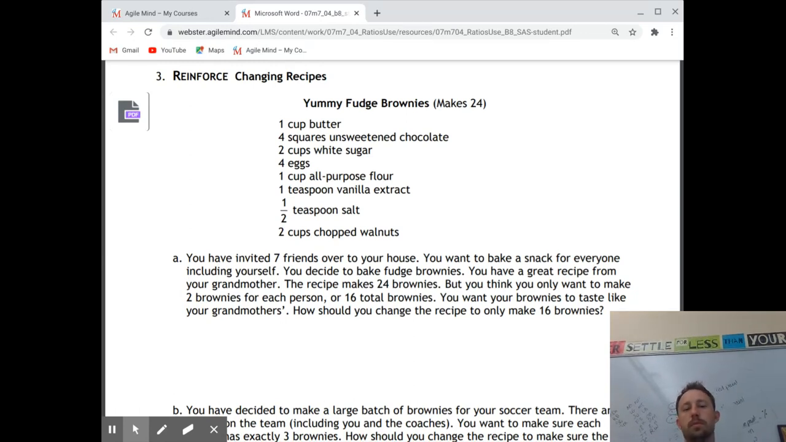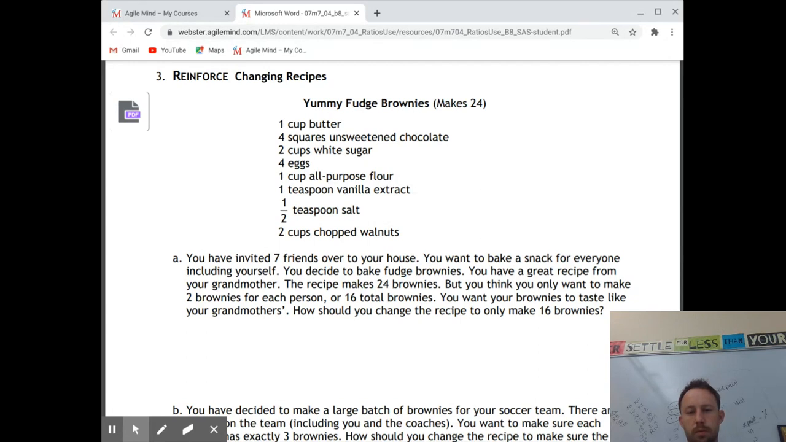They use 1 cup of butter, 4 squares of unsweetened chocolate, 2 cups of white sugar, 4 eggs, 1 cup of all-purpose flour, 1 teaspoon vanilla extract, a half teaspoon salt, 2 cups of chopped walnuts. A, you have invited 7 friends over to your house. You want to bake a snack for everyone, including yourself. You decide to bake fudge brownies. You have a great recipe from your grandmother. The recipe makes 24 brownies, but you think you only want to make 2 brownies for each person, or 16 total brownies.